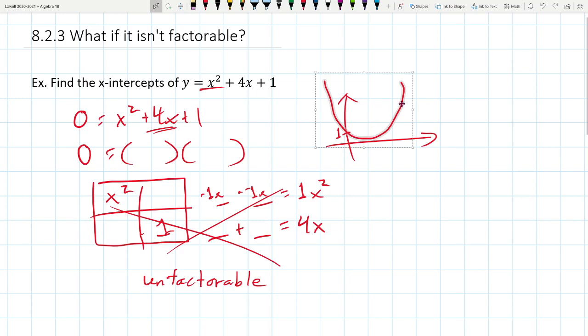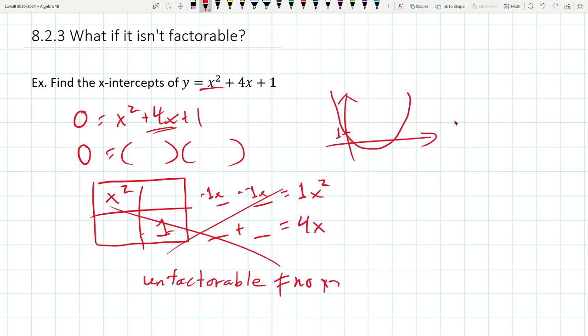But I think we can see it's entirely possible that this graph might look something like this, which does have x-intercepts, and so we really don't know. This could be no x-intercepts. Heck, it could maybe have exactly 1, or it could have 2. So unfactorable on its own is not enough to say that there are no x-intercepts.